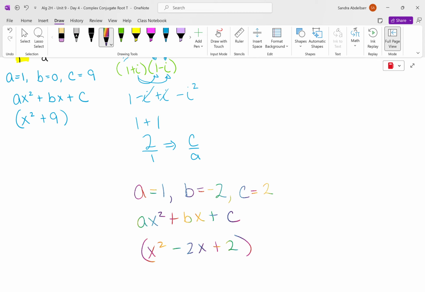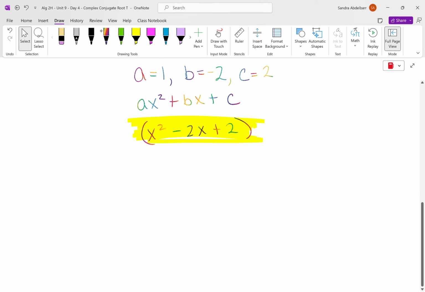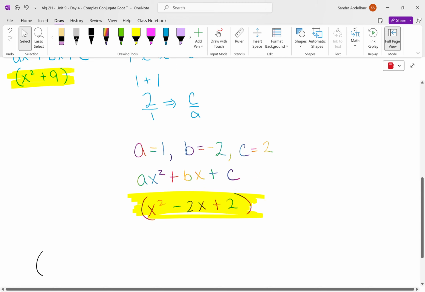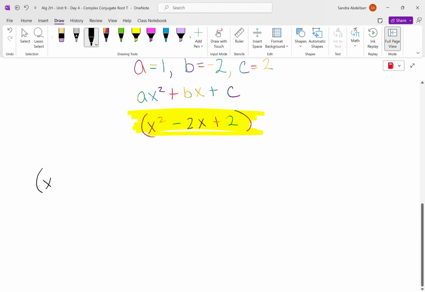What should I do now? So I found the factor that gave us plus or minus 3i, and now I found the factor that gave us 1 plus or minus i. We're going to multiply them together. So now we're going to take x squared plus 9 times x squared minus 2x plus 2.